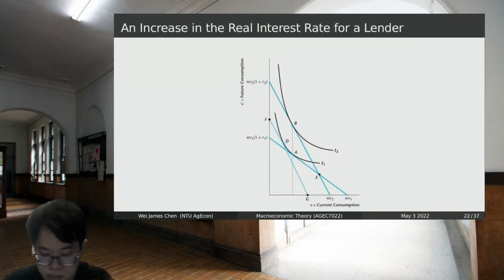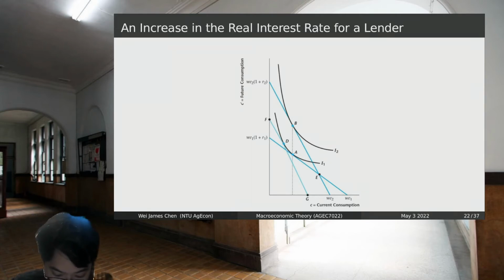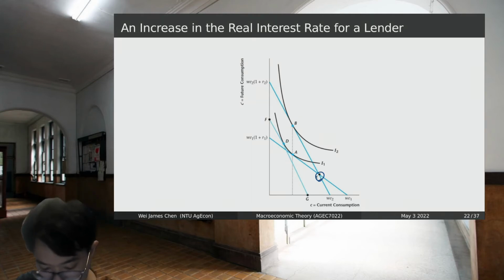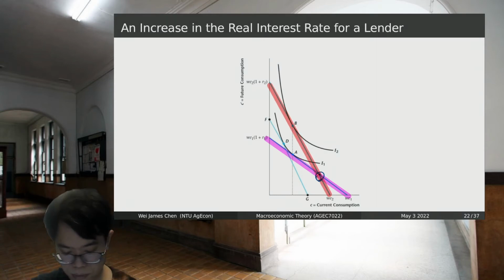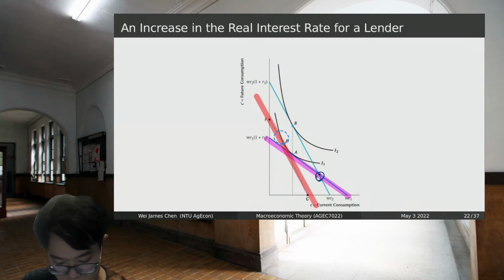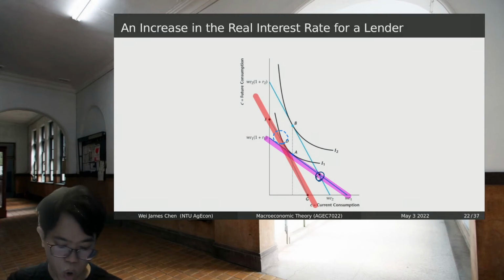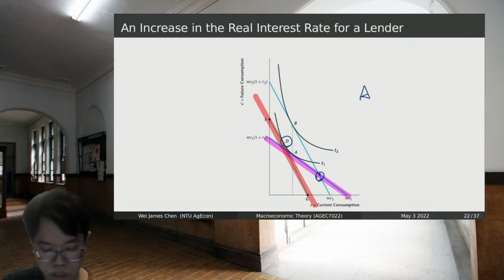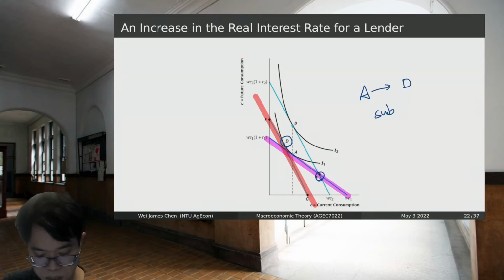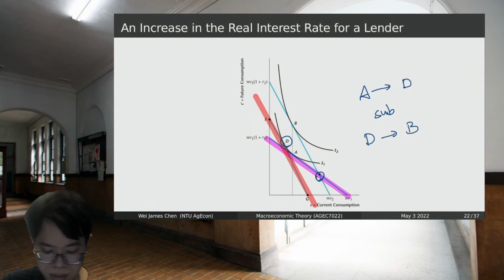So this is an increase in the real interest rate for a lender. What happened here? This is the endowment point. My original interest rate gives us this budget constraint. Now this is the new budget constraint. And what I do here is I move this new budget constraint parallel back so that it is tangent to the old indifference curve at this point D. So from A, the original optimal point, to D, that's the substitution effect, and from D to B, that's the income effect.